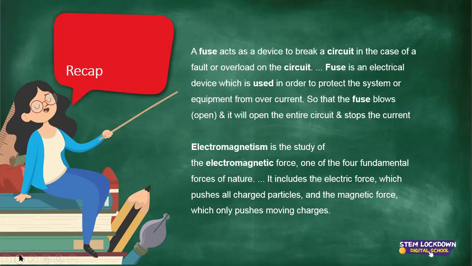And we also discussed electromagnetism. The electromagnetic force is one of the forces of nature, and it includes an electric force which pushes all charged particles, and a magnetic force which also pushes moving particles. So basically, electromagnetism is about electricity and magnetism working together to create an electromagnet.